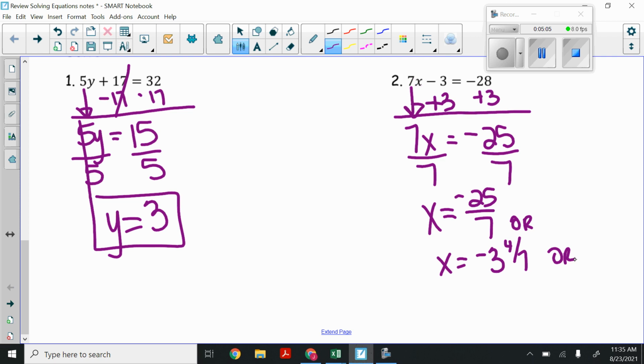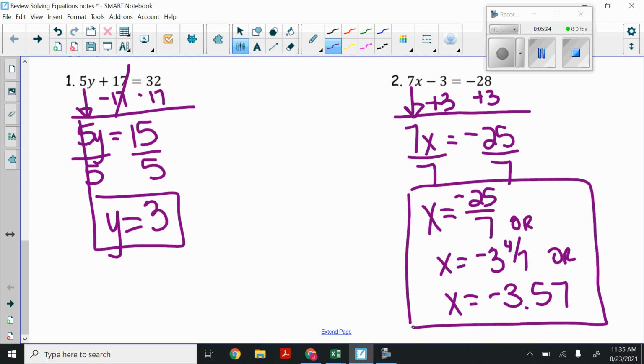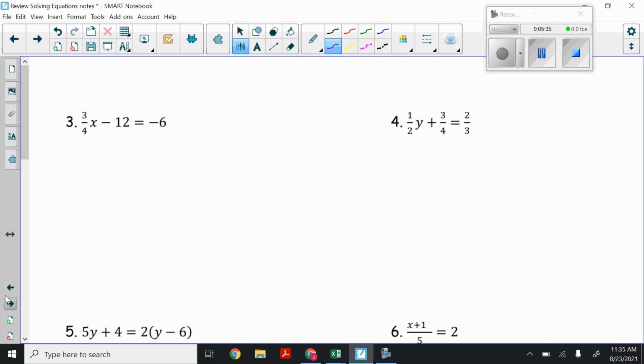Or I could put it as a decimal. So if I put it in my calculator, negative 25 divided by 7, that would be negative 3.57. So on one where all of my numbers start out being a whole number, my final answer is not a whole number, I can pick how I'm going to write my answer. You will see me do it this very first way because I absolutely love fractions, and so I always use fractions. All right, let's flip our notes over.